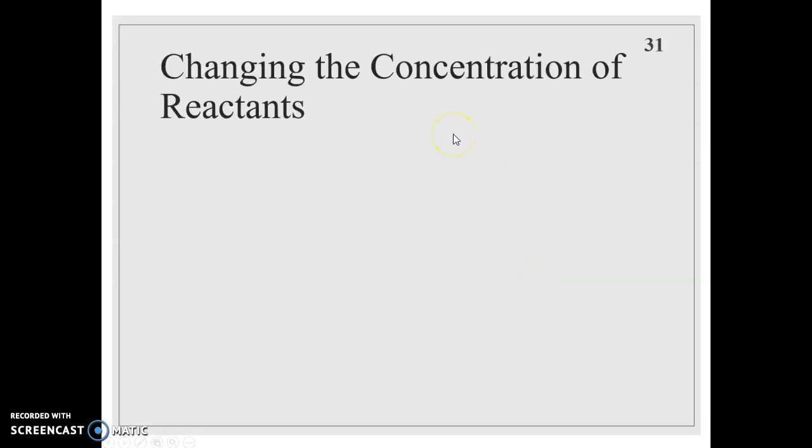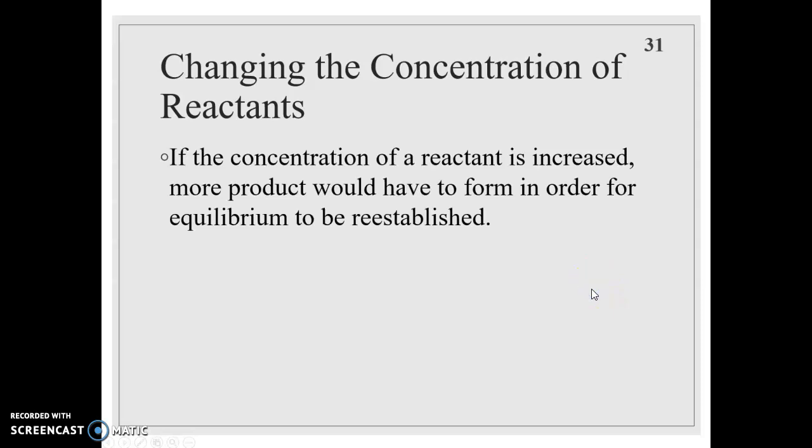So let's take a look at what changing the concentration of the reactants does. If the concentration of a reactant is increased, then you're going to have to form more product to return to equilibrium. That's what we refer to as a shift right. If you're forming more product, that means you're forming more of something on the right side of the equation, so you're shifting right.